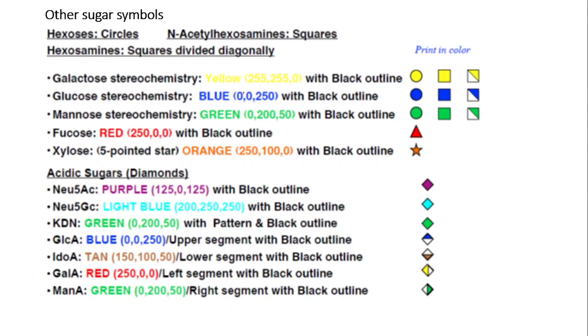Galactose is yellow. Glucose is here. N-acetyl glucosamine is here, and glucosamine is here. Mannose is green, so this is just mannose, this is N-acetyl mannose, and this is mannose with amine. Similarly, you can do it for fructose, glucose, and so on. You also have other acidic sugars, such as neuraminic acid and so on. So these symbols are present.